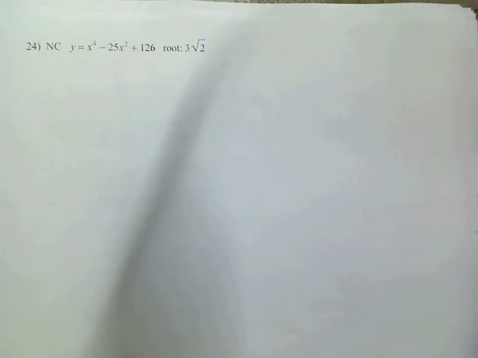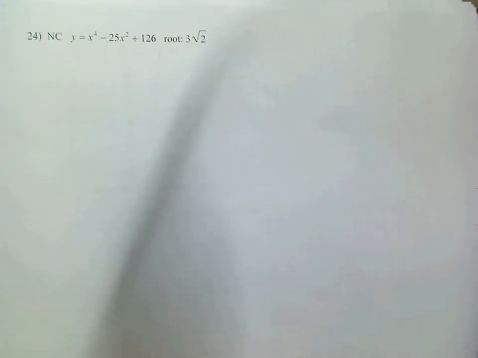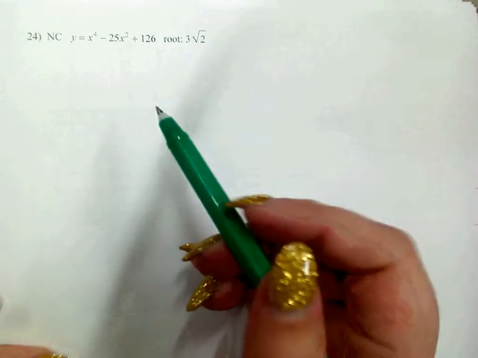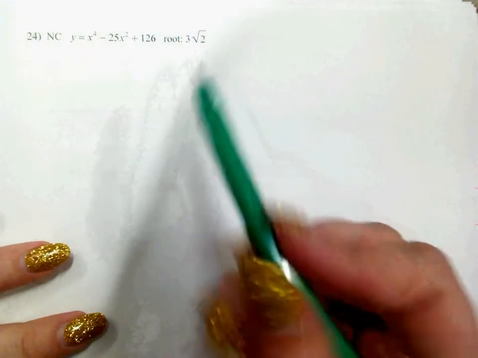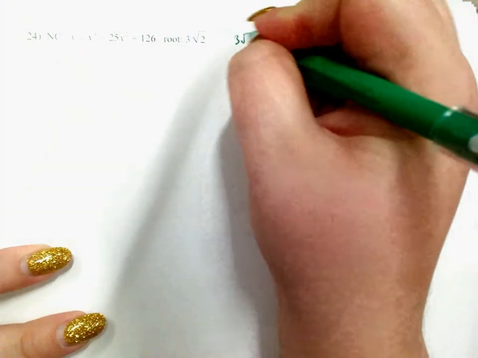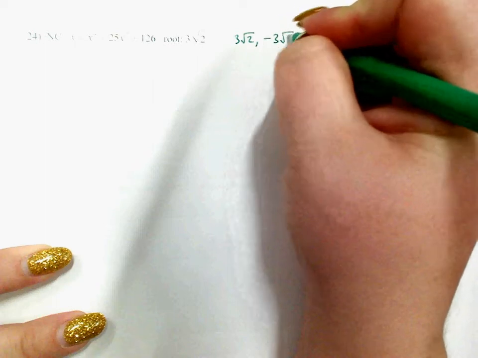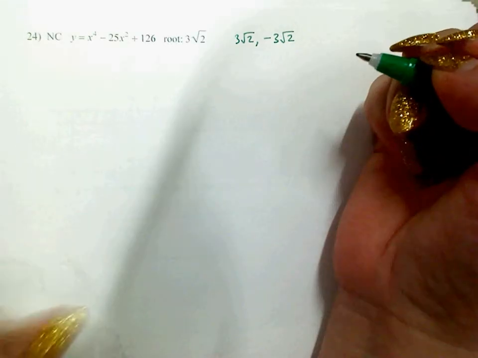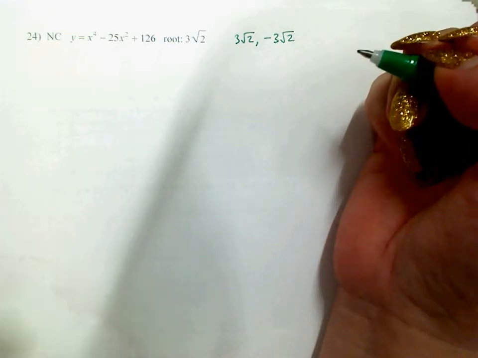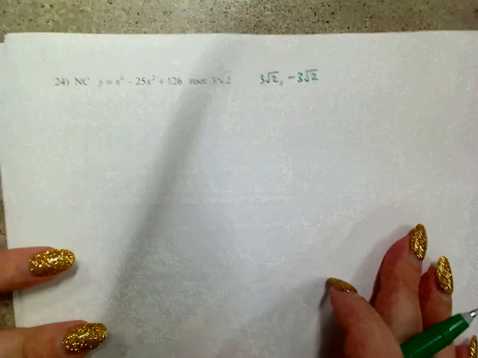And thank you. 24. 24 is non-calculator, which is exciting. There are 4 roots total, and I'm giving you 2 roots. I've given you 3 root 2, and I've given you negative 3 root 2. So we can do this long division or we can do synthetic. I'm going to do both. So I'm going to do 3 root 2 with synthetic division.